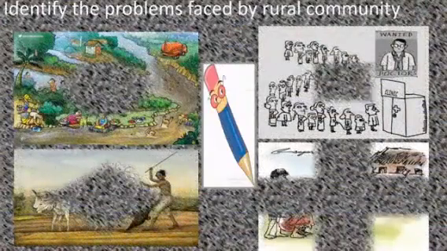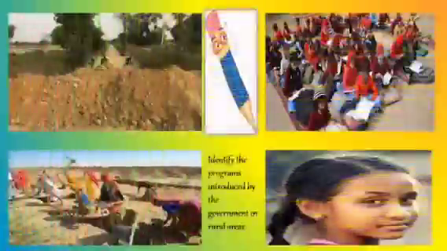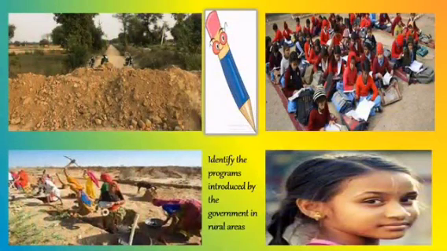Let us do a home assignment. Identify the problems faced by the rural community by looking at the pictures on the screen. Observe the pictures properly and write what the problems are. Another home assignment, children. By looking at the pictures, you have to identify what schemes were introduced by the government to help the rural areas.